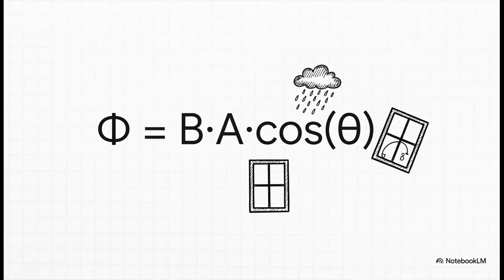And here it is: phi equals B times A times the cosine of theta. This is it. This is the one formula you absolutely have to know for magnetic flux. So the big question is, what do these letters actually mean in our rain and window story?